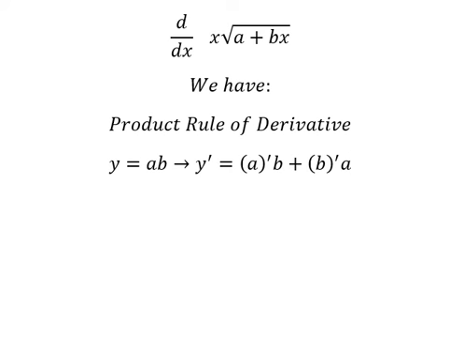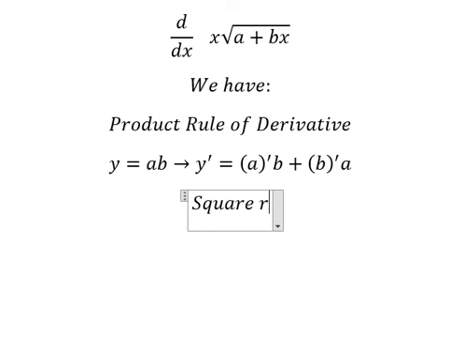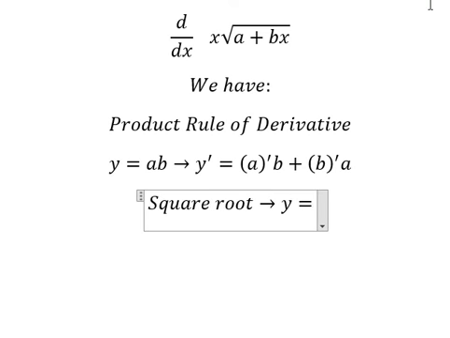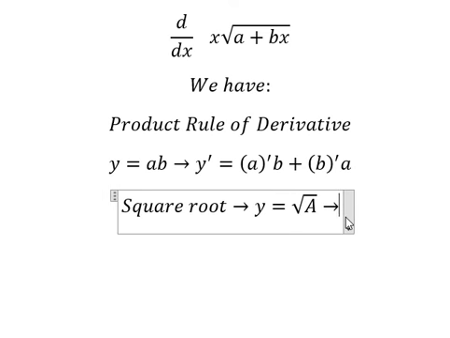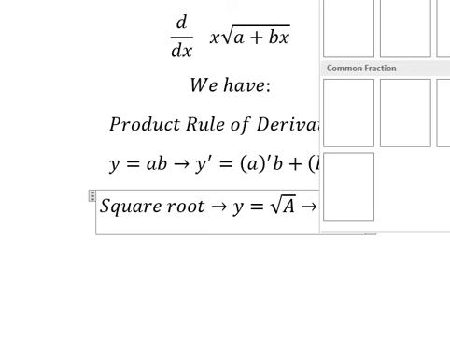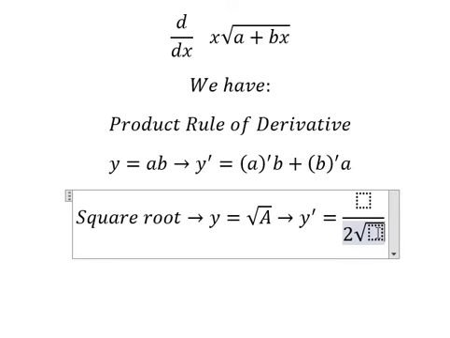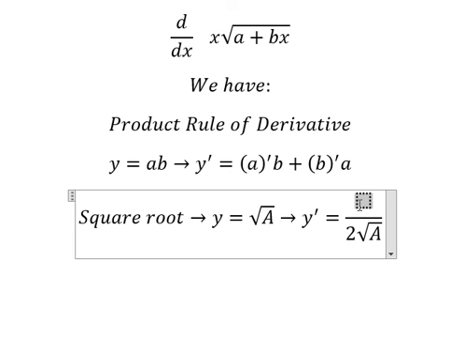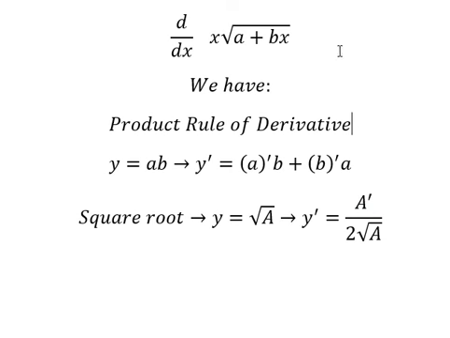And the second one, that is about the square root. So if we have y equals to the square root of a, if we do first derivative of this one, we have 2 with the square root of a, and later that we continue do first derivative of a. Now we can apply the formula in here.